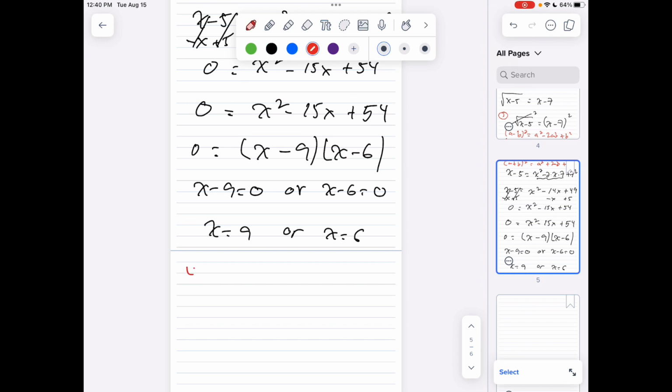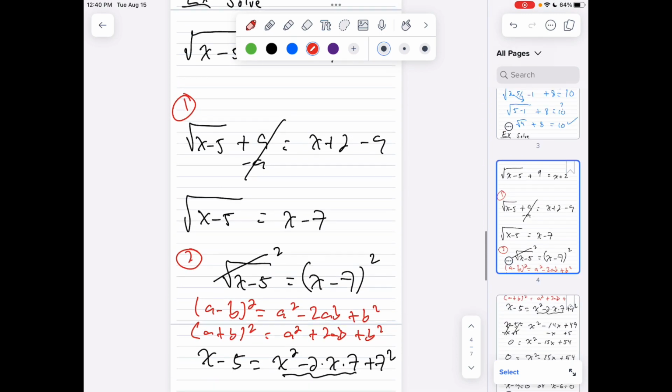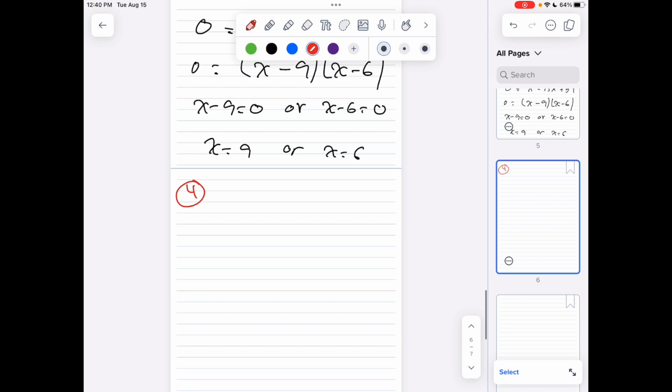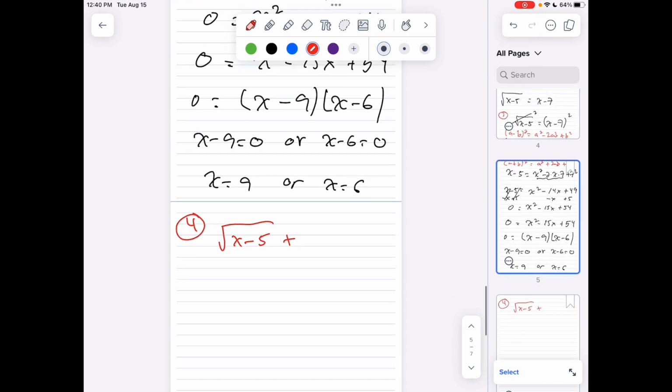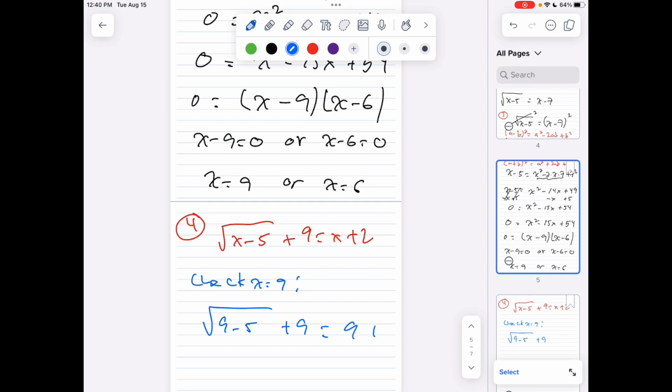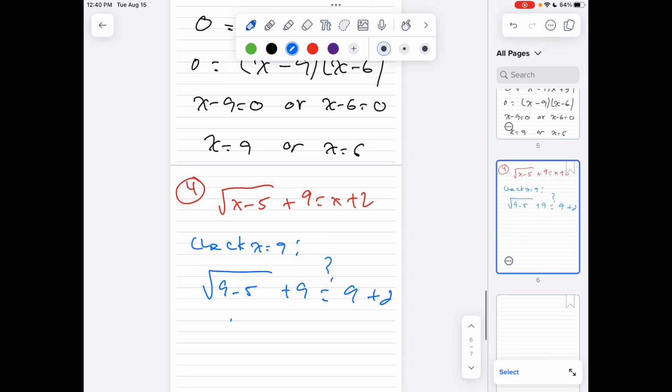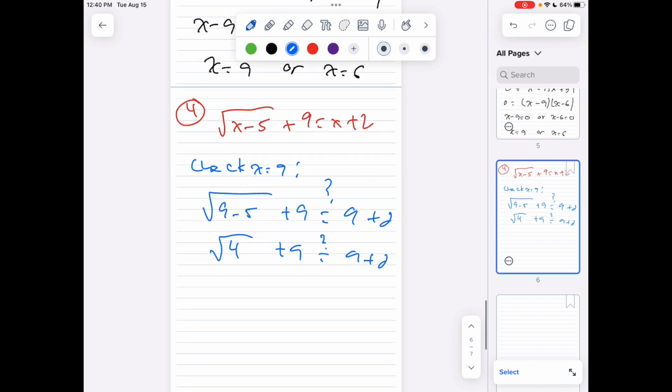And now step 4, to check our solutions. Let's go back to our original equation. Let me just write it down here for reference. Square root of x minus 5, plus 9, equals x plus 2. So checking our solution, let's start with 9. Square root of 9 minus 5, plus 9, equals 9 plus 2. 9 minus 5 is 4. The square root of 4 is 2, and 2 plus 9 is what we get here, equals 9 plus 2, so it checks out.